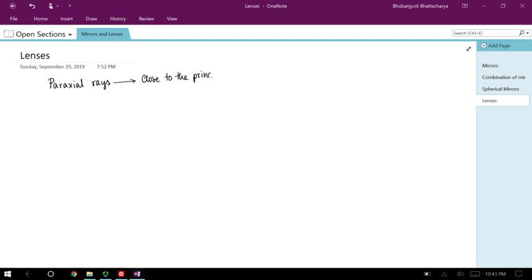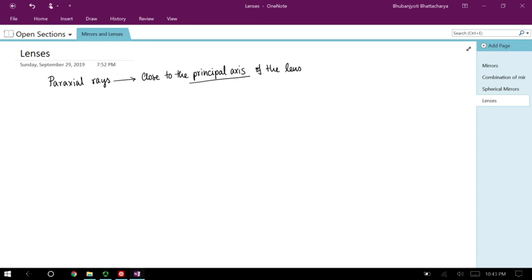In this particular case, since we are talking about lenses, this is also going to be close to the principal axis of the lens, right? And since we are going to deal with only rays that are close to the principal axis of the lens, that means we can treat the lens as a thin lens. So we are only going to focus on thin lenses.